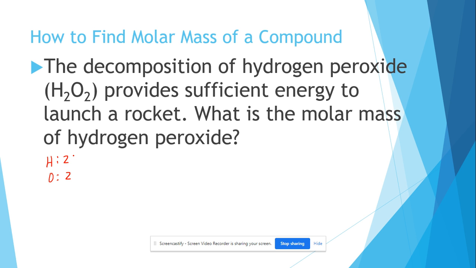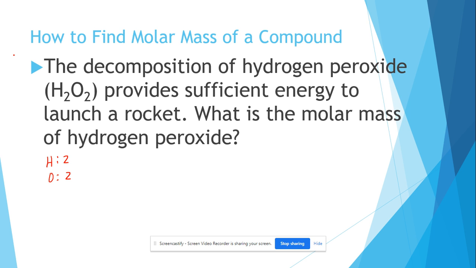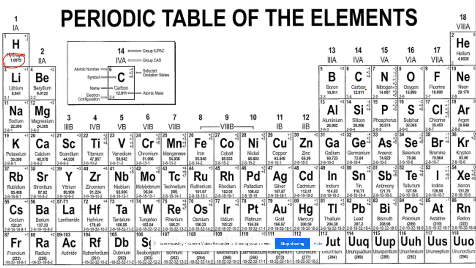The next thing you would do is look on the periodic table. So hydrogen is on the periodic table. It's very hard to read right now, but it's 1.0079. And that gives me 2.0158. And then oxygen, if you go look at the periodic table, it's a little hard to see, 15.999.